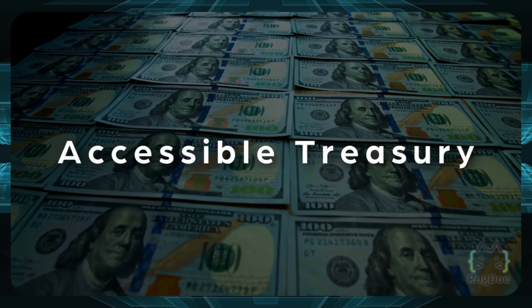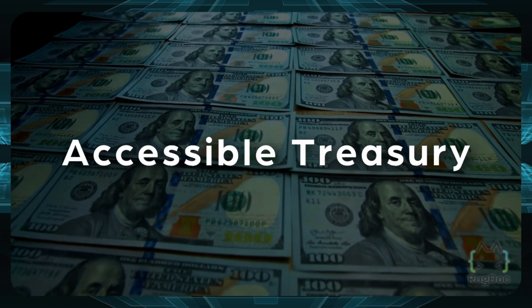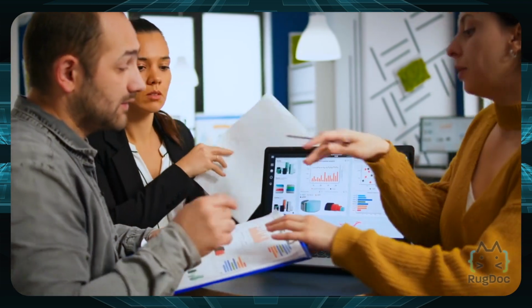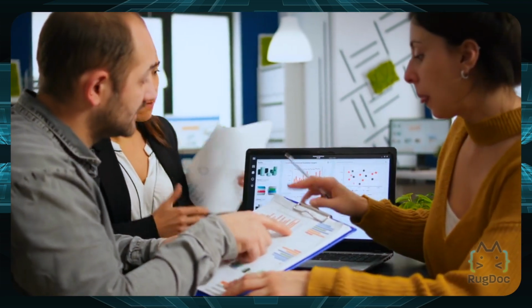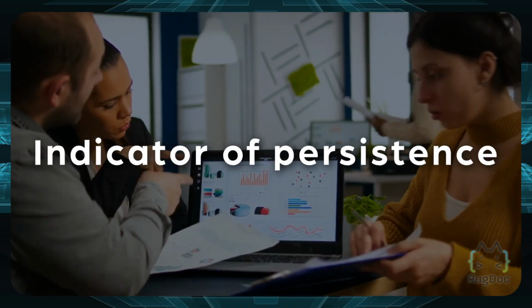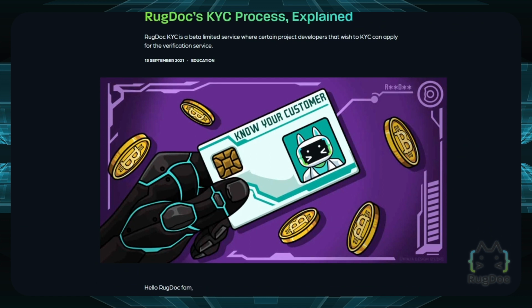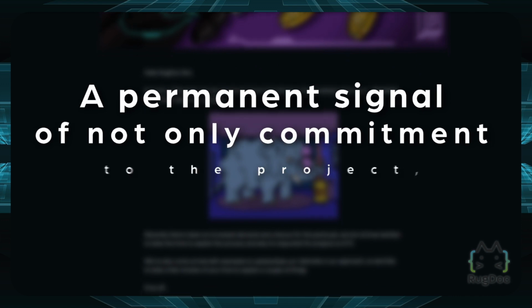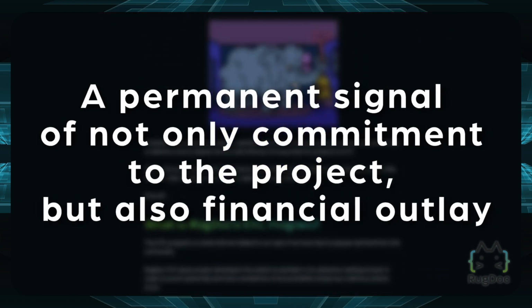Next up is accessible treasury. This is the amount of money the project has available. It's not exactly fair to the little guys, but the amount a team is willing to spend on a project signals both commitment and ability to accomplish goals. Now, if we're prospectively analyzing a team's propensity to rug pull or exit scam, the money dedicated to the project is an obvious indicator of persistence. This is why the RugDoc KYC service is among the best values in the business. It provides a permanent signal of not only commitment to the project, but also financial outlay.